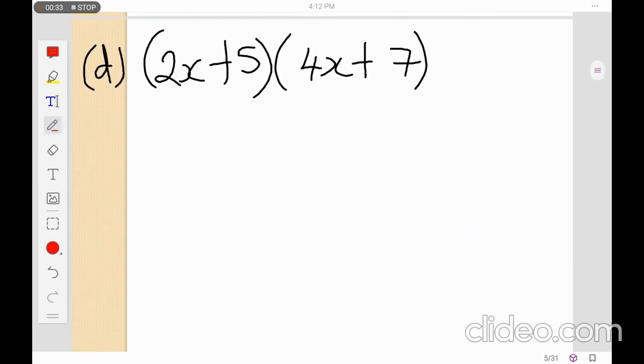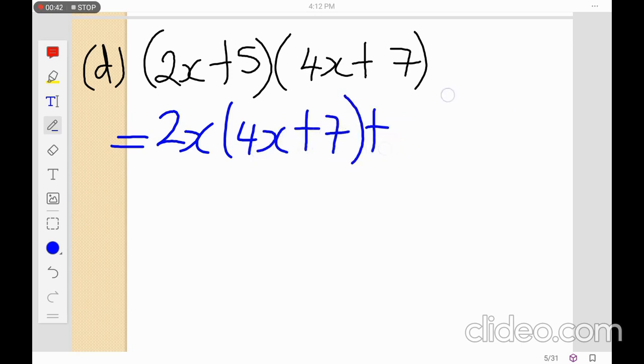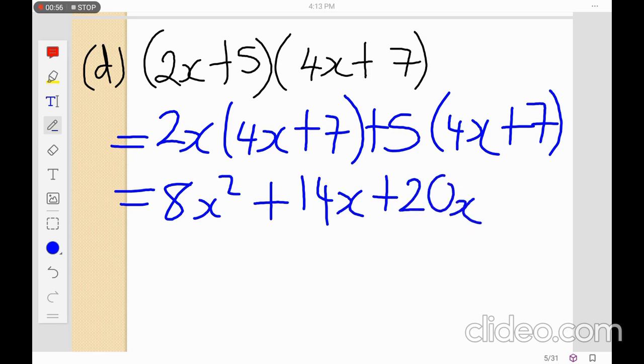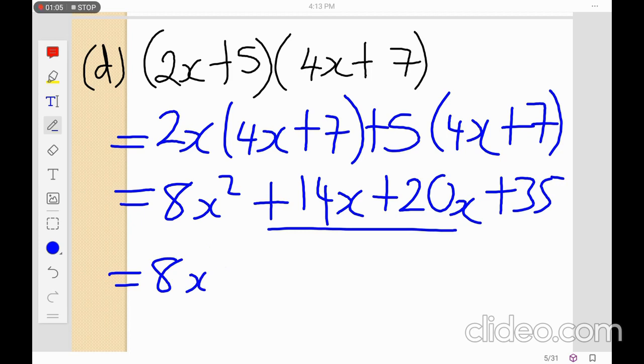We are doing the same. We expand. So I've got 2x multiplying 4x plus 7, plus 5 multiplying 4x plus 7. Let's simplify. For the first part, I'll get 8x squared, then plus 14x, and then plus 20x, then 5 times 7, I get plus 35. Let's add these two and see what we get. So we have 8x squared, then 14x plus 20x we get plus 34x, then plus 35.